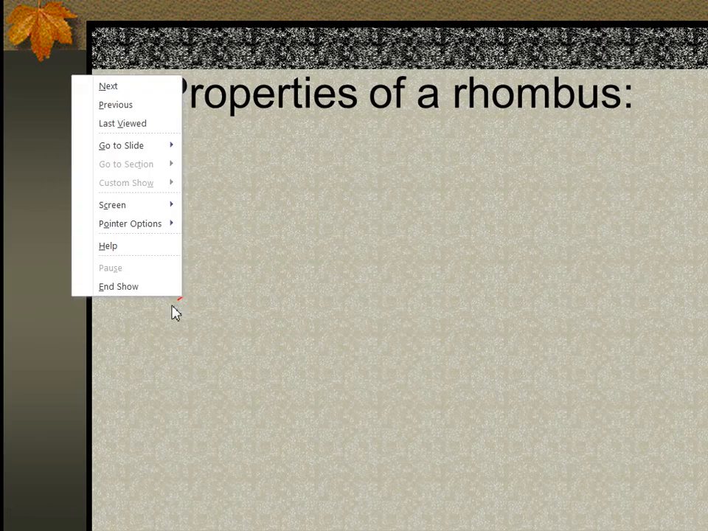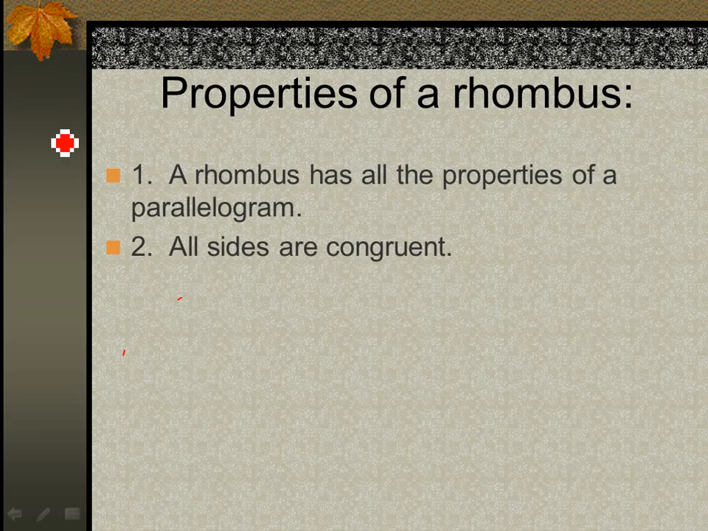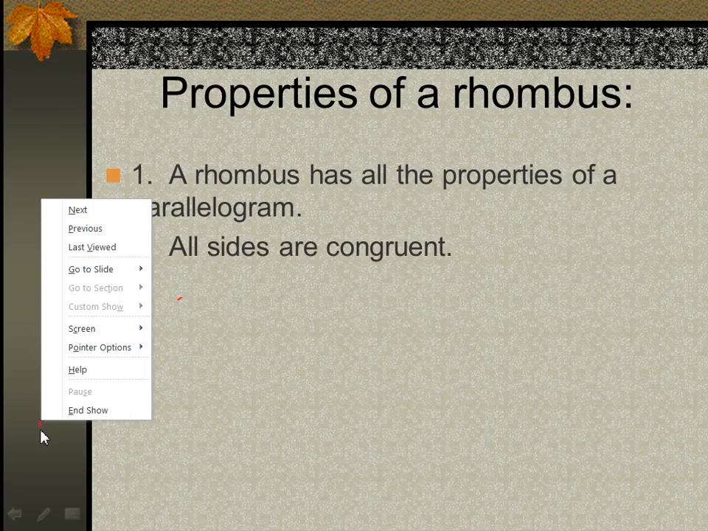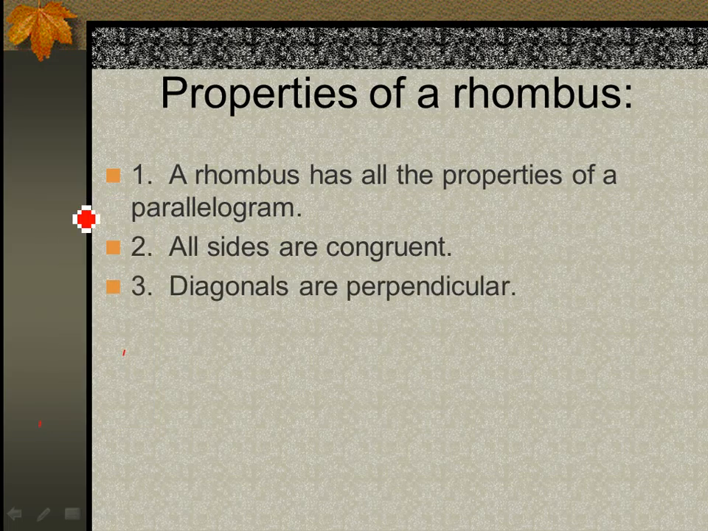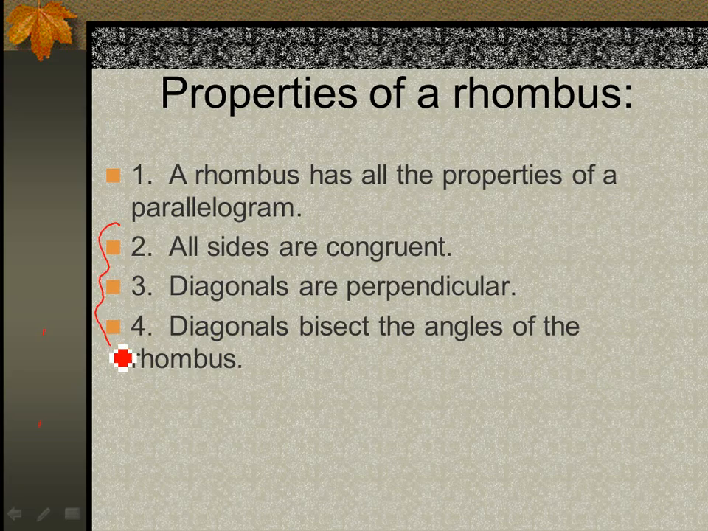All right, properties of a rhombus. It's got all the properties of a parallelogram. Also, these next three are the properties that are new for a rhombus. All the sides are congruent. Diagonals are perpendicular. Diagonals bisect the angles. Those are the ones we just talked about. Write this down. That's where we got left off last time.